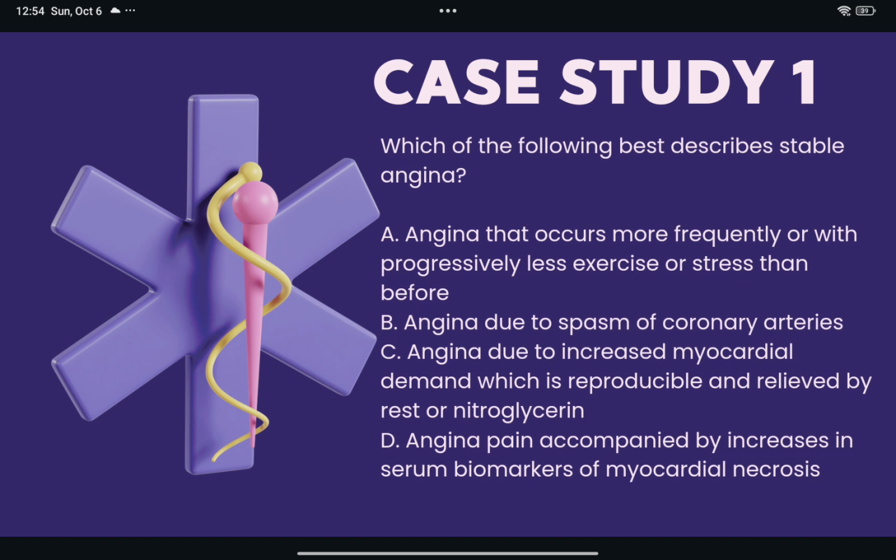The first case study: which of the following best describes stable angina? Option A, angina occurs more frequently or with progressively less exercise or stress than before? No. Angina due to spasm of coronary arteries? No. Angina due to increased myocardial demand? Yes. Which is reproducible? Yes. And relieved by rest or nitroglycerin. So stable angina will be relieved by rest or nitroglycerin. So option C is correct here.